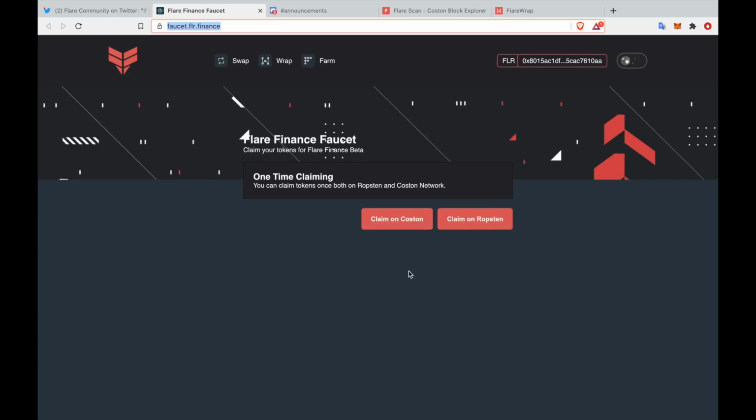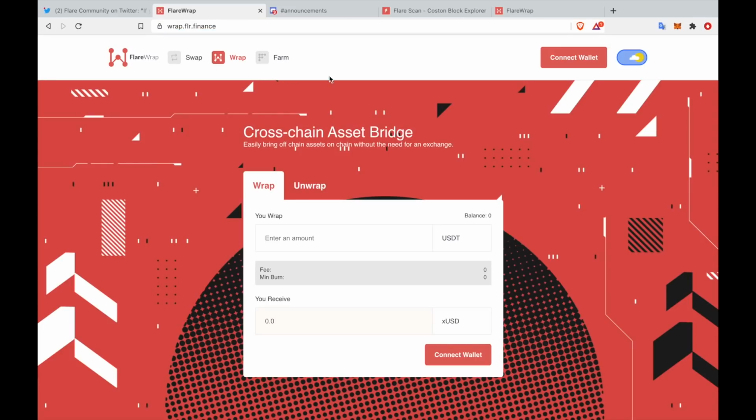The first thing you should do is click over to this wrap application. Flare wrap is a way to bridge different networks. It can easily bring off-chain assets on-chain without the need for an exchange. This means that we're going to transfer USDT or Tether over to XUSD on the Flare network.